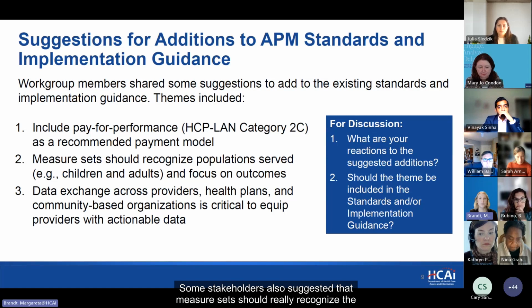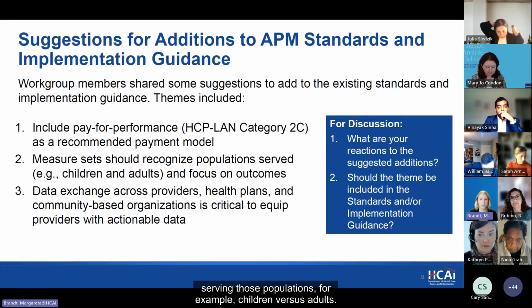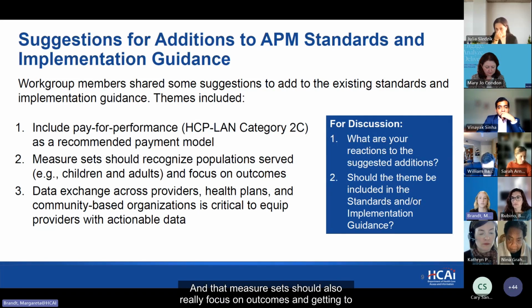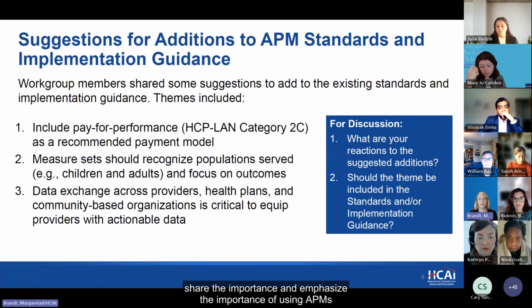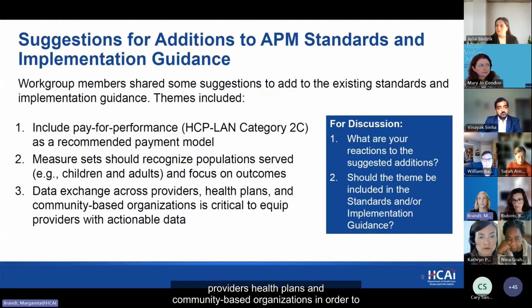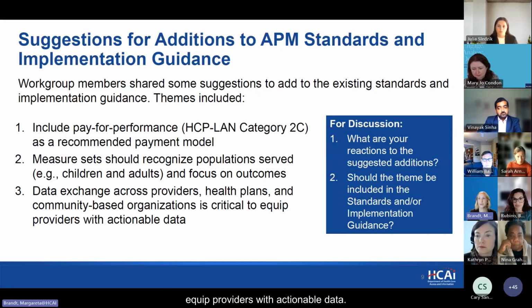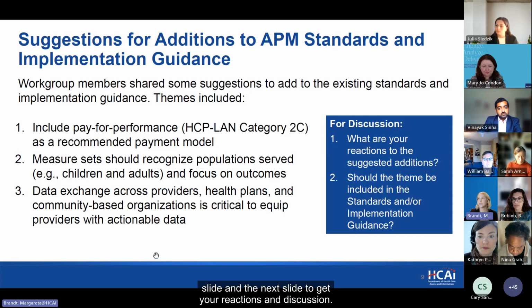Some stakeholders also suggested that measure sets should really recognize the population served by providers or health plans, and differences between serving those populations, for example, children versus adults, and that measure sets should also really focus on outcomes. And then also heard several folks emphasize the importance of having APMs facilitate data exchange across providers, health plans, and community-based organizations in order to equip providers with actionable data. So I'll review one more slide of feedback, and then we'll come back to both this slide and the next slide to get your reactions and discussion.